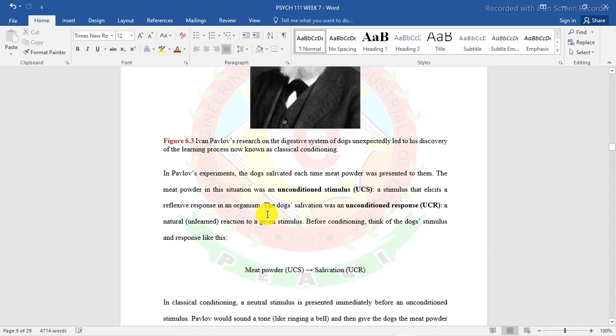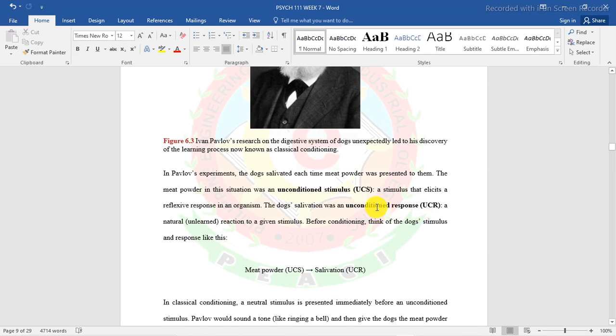In Ivan Pavlov's experiments, the dogs salivated each time meat powder was presented to them. The meat powder in this situation was an unconditioned stimulus. So, yung meat powder na yun yung unconditioned stimulus na nakaka-trigger ng response ng dog, a stimulus that elicits a reflexive response in an organism. The dog's salivation was an unconditioned response. So, yung paglalaway ng aso, yun yung unconditioned response.